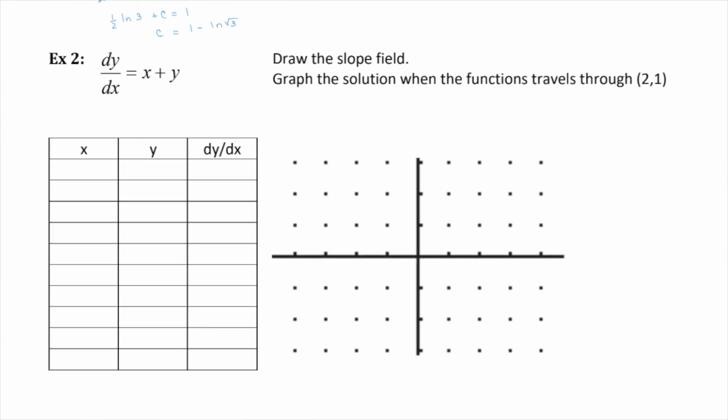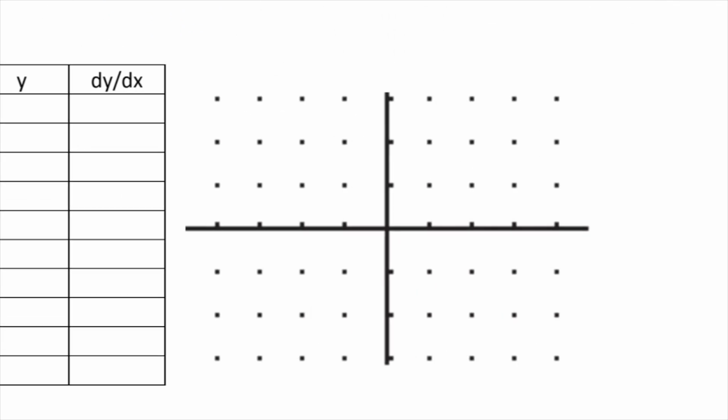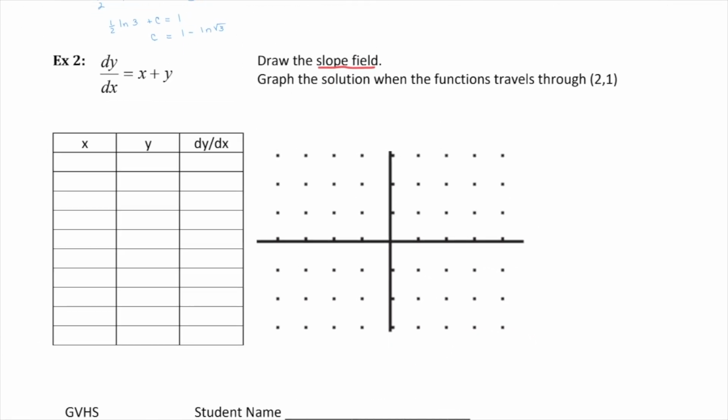For example 2, you're asked to draw a slope field. Now, it's been a while since you've drawn a slope field, but be reminded of what you will need to do. You're given a set of points, and on these points, we want to fill in values. So, for example, if x is 0 and y is 0, dy dx is 0 plus 0, which will make it a nice horizontal line through (0, 0).